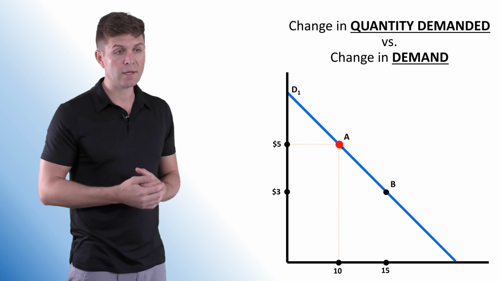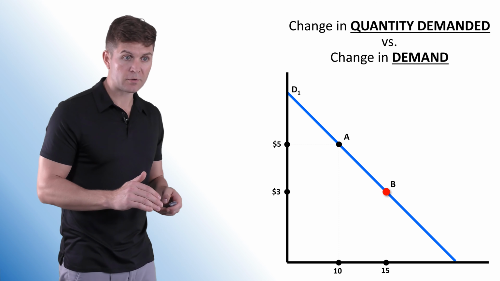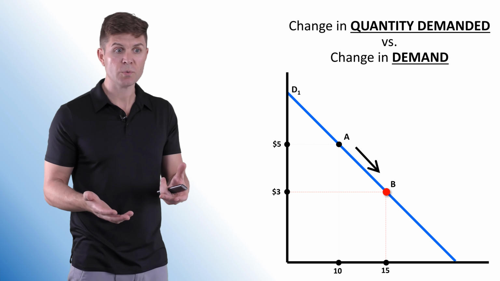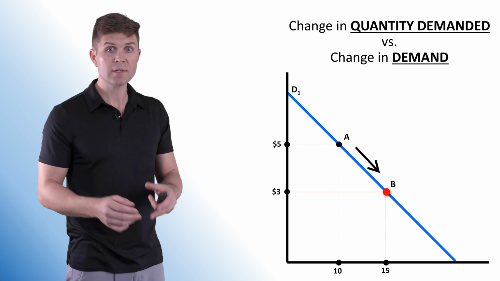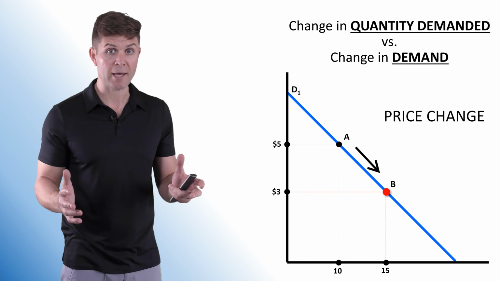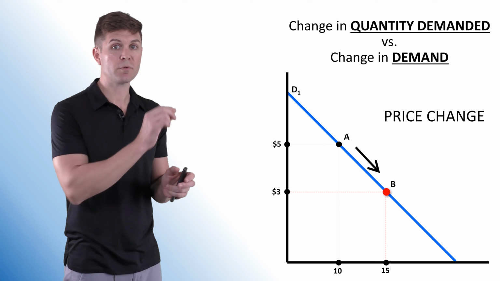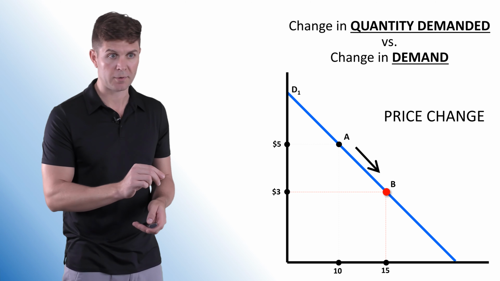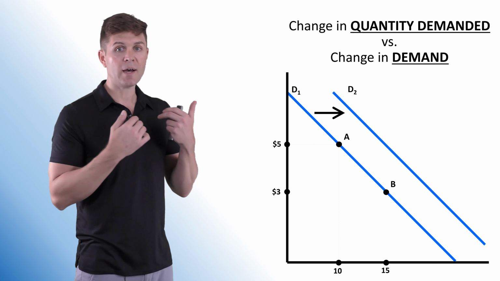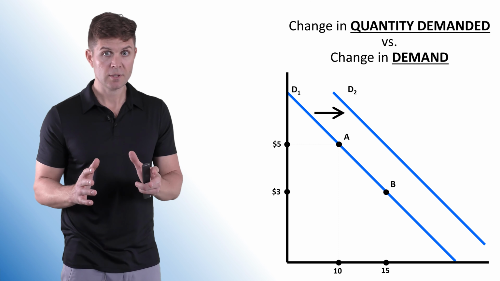Now starting at point A here at $5, our quantity demanded is 10. As price drops down to $3, our quantity demanded increases to 15. This is movement along the curve. This is a change in the quantity demanded. It is caused by a change in price and only a change in price, moving from one point on a curve to another. Now, when the entire curve shifts, this is a change in demand.